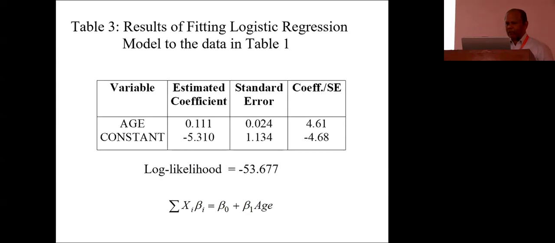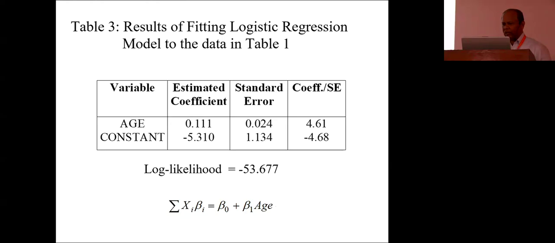This is a regression coefficient. We are interested in the age. If you take e power of the 0.11, that will give you the odds ratio. One unit change in your age, what is the corresponding change in your odds?